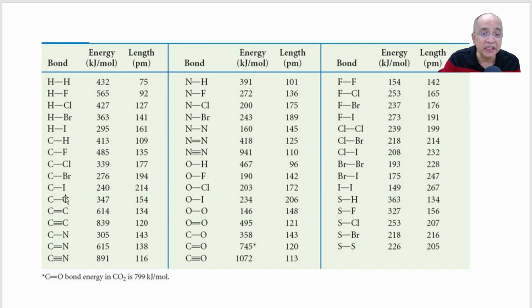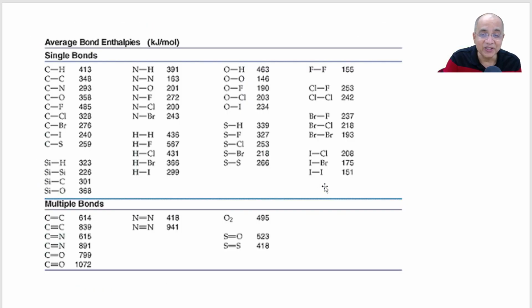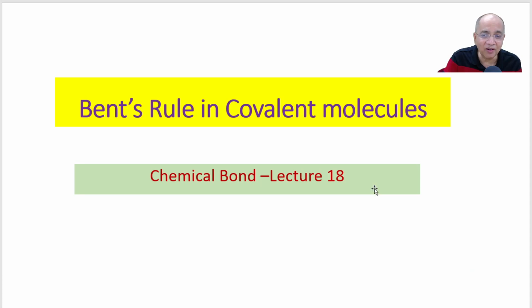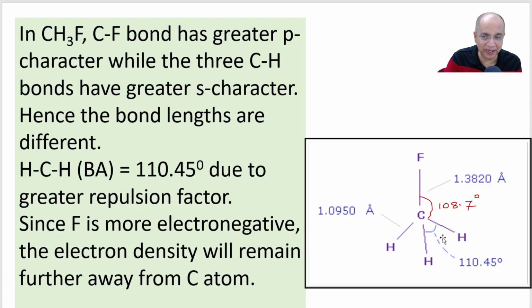CF bond energy is 485, while CH is 413. Convincingly, CF is greater here, very close. And so there you cannot bring in Bent's rule to explain that CH is a stronger bond than CF. Well, bond length and bond angle can be well explained by Bent's rule in case you fail in VSEPR.